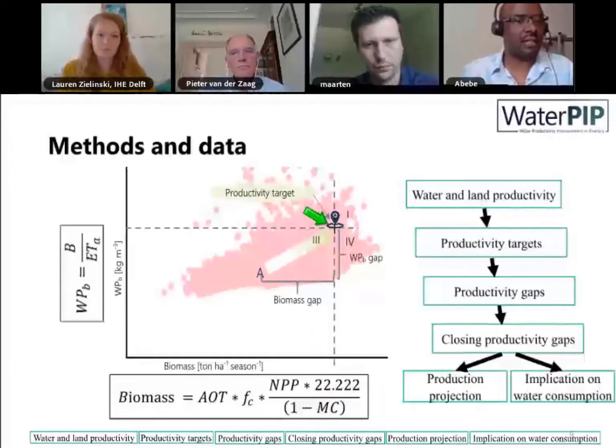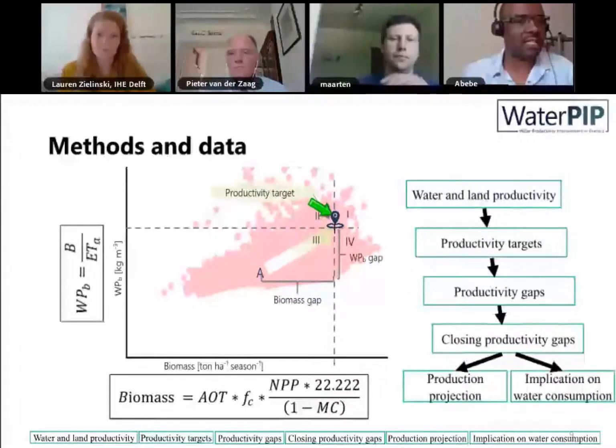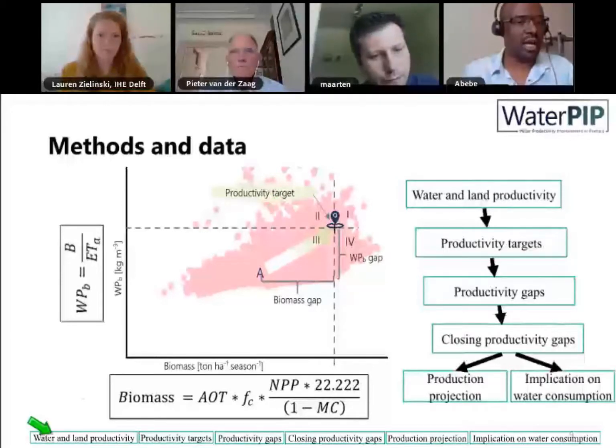Then, once we have the productivity target, the gap was calculated by comparing this productivity target with the productivity at each pixel. So that gives us how much the productivity gap is. And eventually, we calculated the production projection as well as the implication on water consumption. And here at the bottom of my slides, the whole activities in the green box will also guide what the result will be.